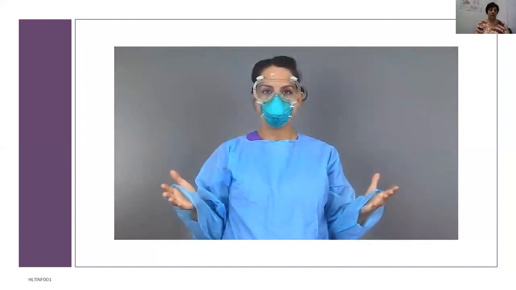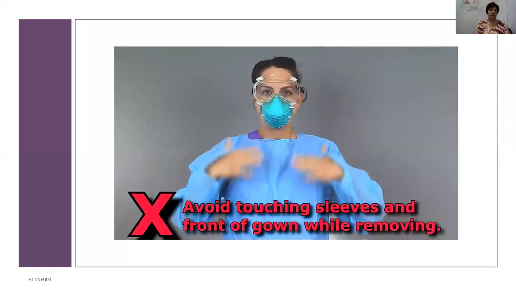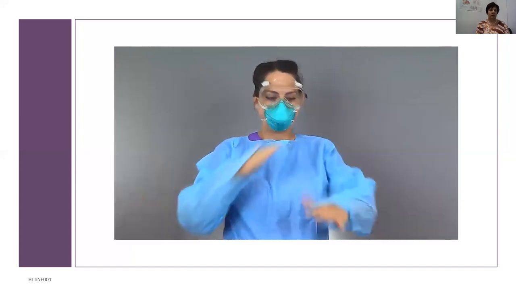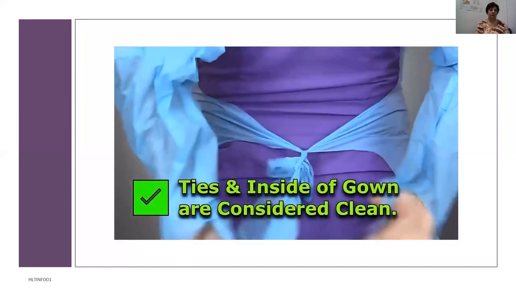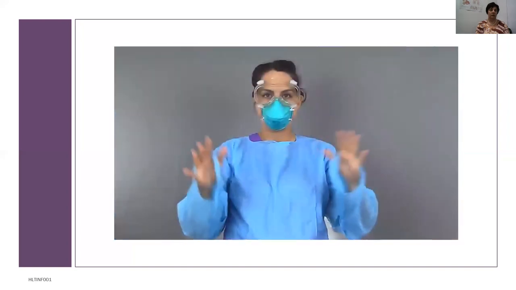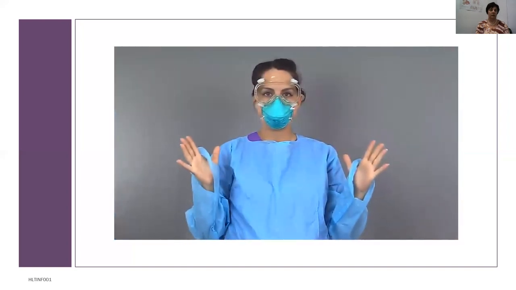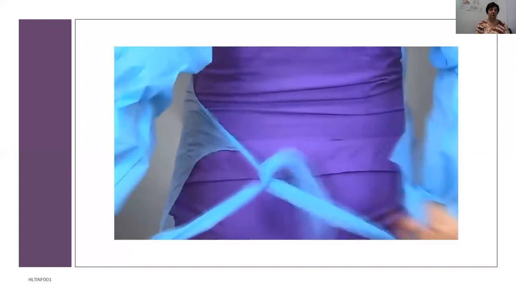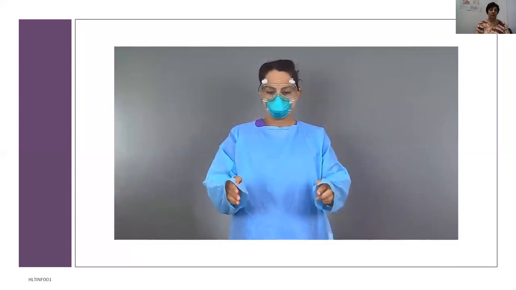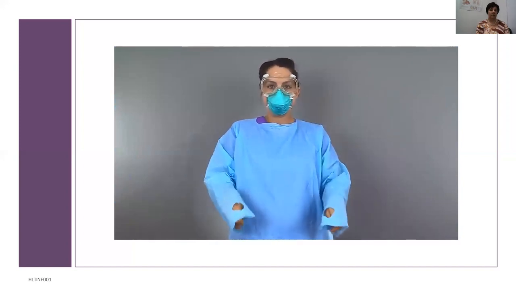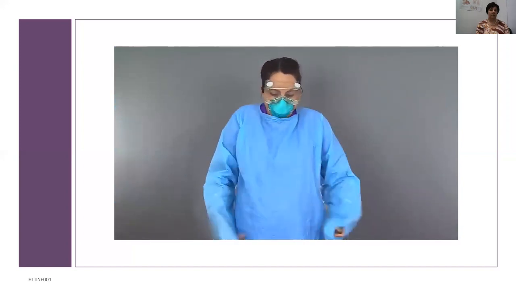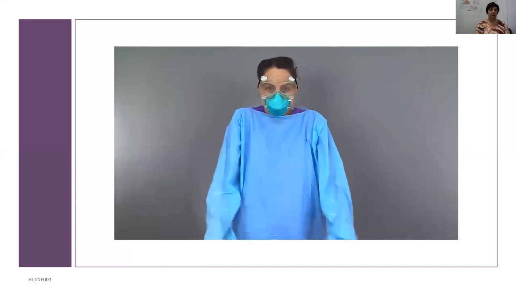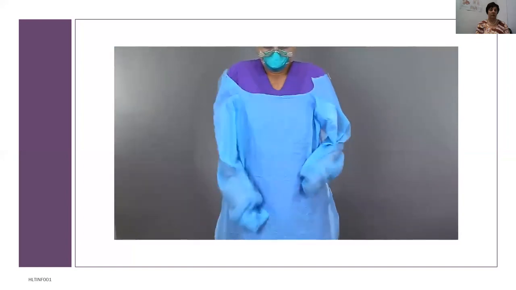Next, remove the gown. The front of the gown and sleeves are considered contaminated, whereas the ties and the inside of the gown are considered clean. Therefore, avoid touching the front of the gown and sleeves. Carefully untie or break the ties of the gown. Peel off the gown by removing the thumbs from the inserts if present, and then move the shoulders and arms up through the gown, which helps allow the gown to slide off the body.